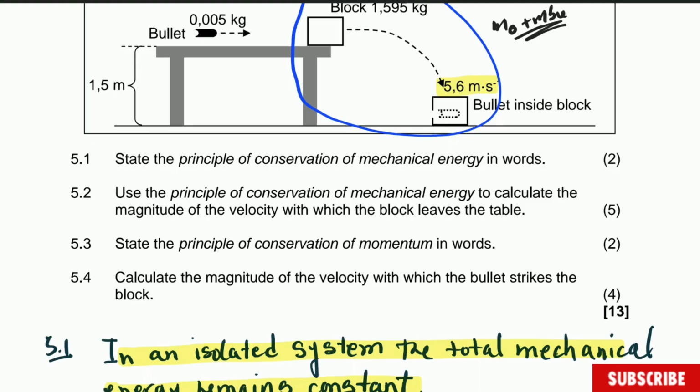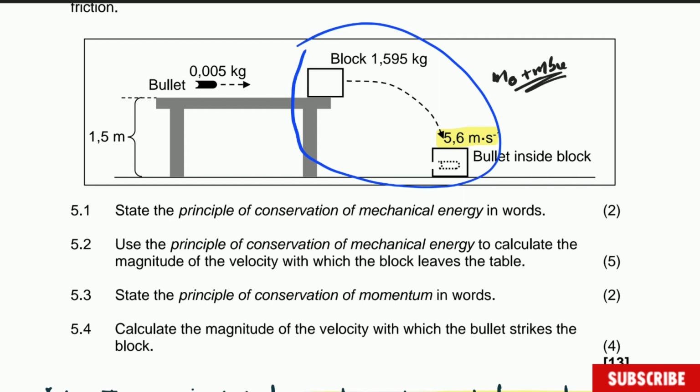Now question 5.4 says calculate the magnitude of the velocity with which the bullet strikes the block. So now for this question we are going to be working with the other side of the motion, or the previous. Then we're going to work now with this part here, but we have the final velocity of the block when the bullet strikes the block, which was calculated already. So let's go to a new page to answer question 5.4.